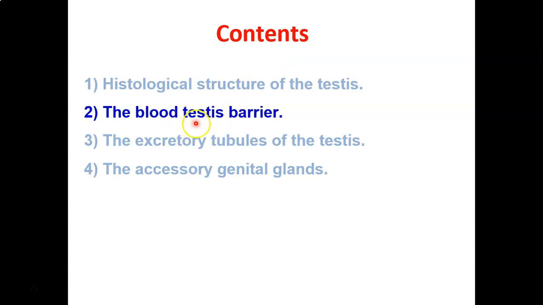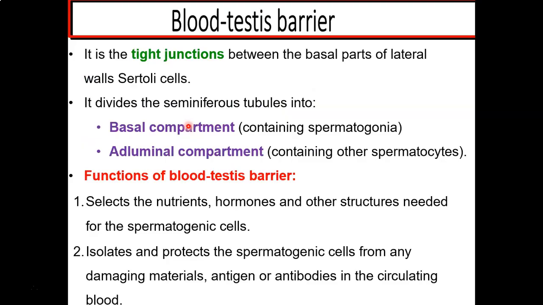The second content today is the blood-testis barrier. It is formed by the tight junctions between the basal parts of the lateral walls of Sertoli cells. It divides the seminiferous tubules into a basal compartment containing spermatogonia and an adluminal compartment containing the other spermatocytes. So I have basal and adluminal. The function of the blood-testis barrier is to select the nutrients, hormones, and other structures needed for spermatogenic cells.